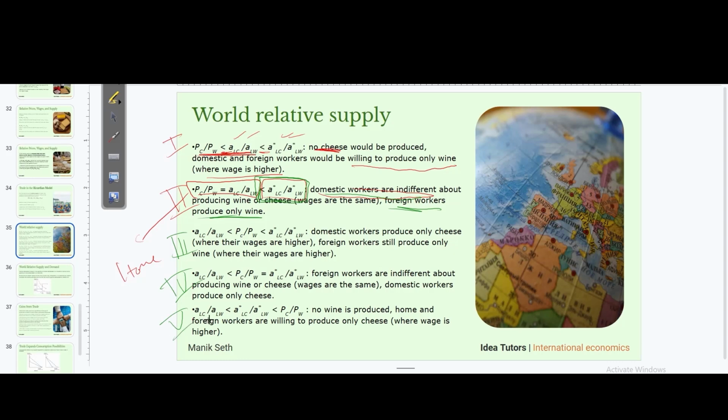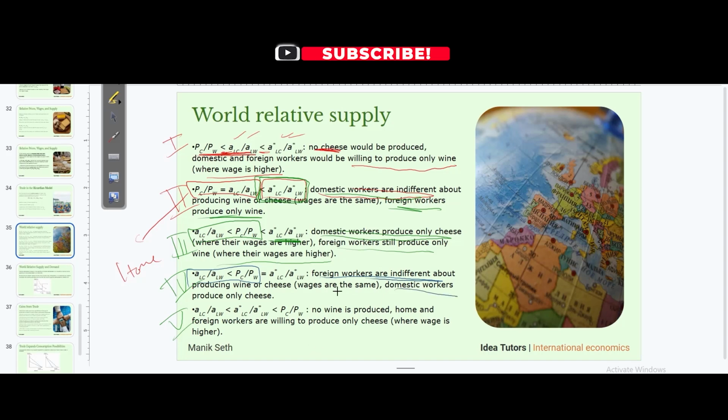Similarly, in the third case we can see that opportunity cost is less than relative price in the home country, but the relative price is less than the opportunity cost for cheese in the foreign market. In this case, domestic workers will only produce cheese because there will be higher wages as opportunity cost is less, and foreign workers will still produce only wine because the relative price is less than the opportunity cost. And then the fourth case, where the opportunity cost is less than relative price in the home country. Again, in the home country only cheese is produced, but the relative price is equal to the opportunity cost in the foreign market. In the foreign market, workers are indifferent.